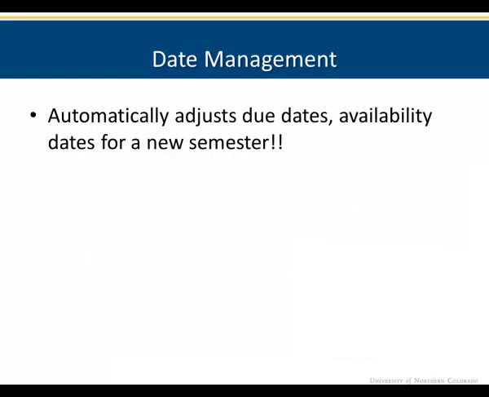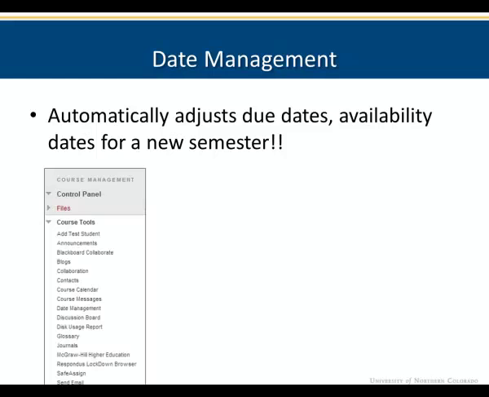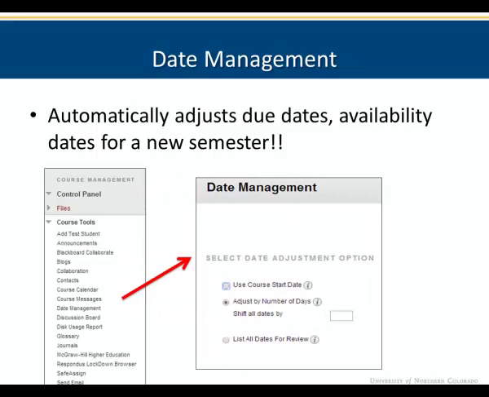The new date management system will help you manage the dates in your course. Most of us copy our courses from semester to semester and then have to change all the dates. Blackboard has 3 options for changing dates: based on the start date of the semester, a specific number of days to shift dates, or manually through a summary screen. This function is found in the control panel under Date Management.